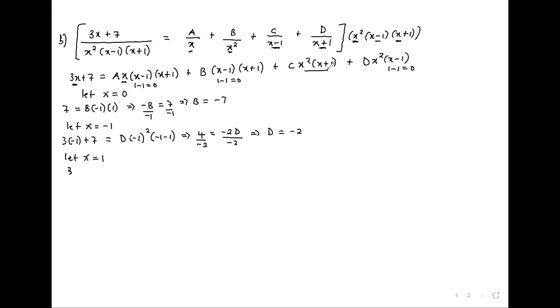So on the left, we have 3 by 1 plus 7 is equal to c times 1 squared times 1 plus 1. Giving us 10 is equal to 1 squared is 1, 1 plus 1 is 2, so we get 2c. Divide by 2, we get c is equal to 5. So we have the value of c, the value of d, the value of b.